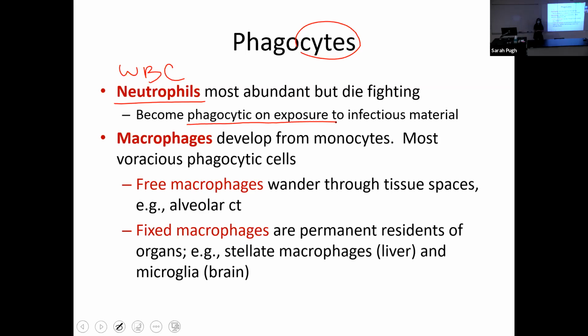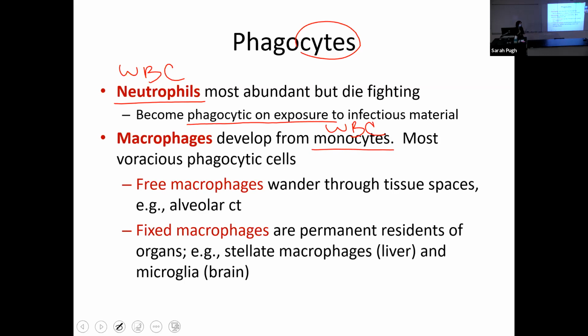Other phagocytic cells are things like macrophages. Macrophages come from monocytes, another type of white blood cell. Remember, never let monkeys. This is another one of our white blood cells. And macrophages develop from these monocytes, and they are also incredibly phagocytic cells.